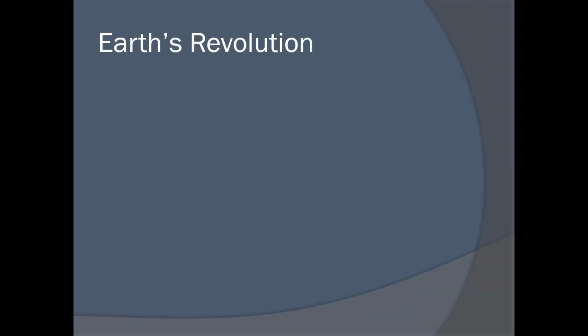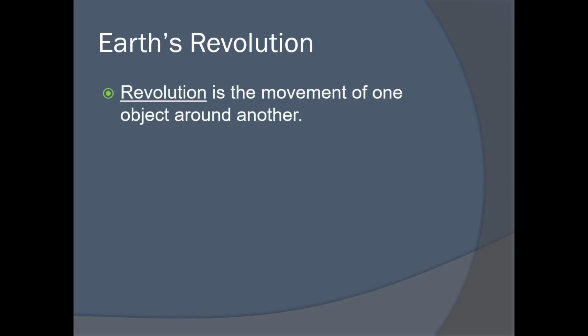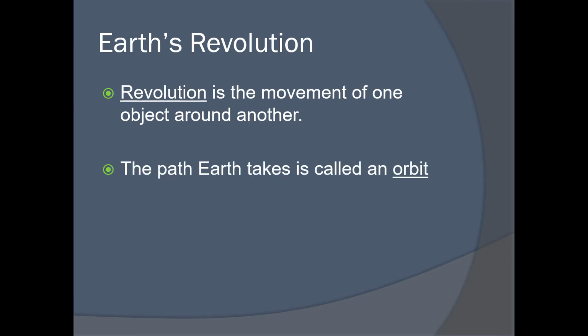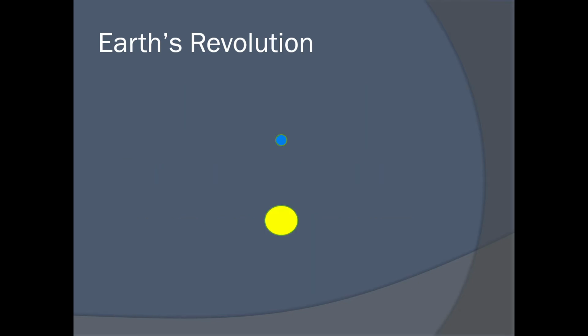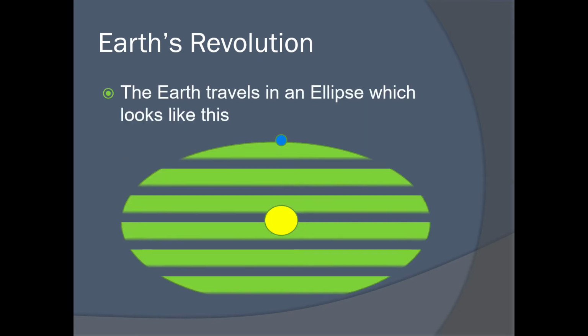So, Earth's revolution. A revolution is defined as the movement of one object around another. And in this case, Earth revolves around the... Hooray! It's not the moon, it's the sun. So it revolves around the sun. The path Earth takes is called its orbit, and the Earth travels in an elliptical pattern, which looks like this. And this is what you're going to draw.